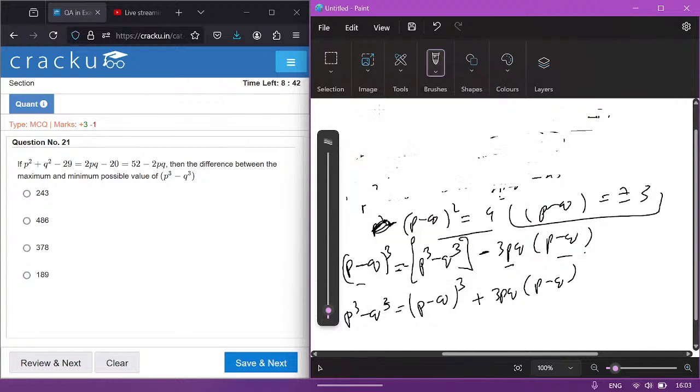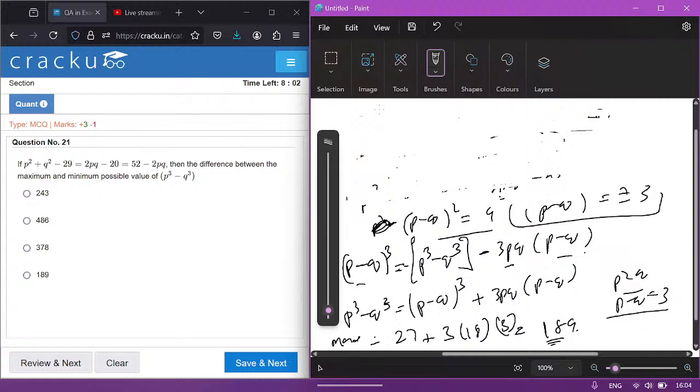Anyways, the maximum will be when p is greater than q, which means p minus q would be 3. So maximum will be when p minus q is equal to 3. When we put it, p minus q is 3, cube is 27, plus 3 into pq, which is 18, into p minus q, which is 3 again. I'll use a calculator here: 18 into 3 into 3 plus 27, I get 189.